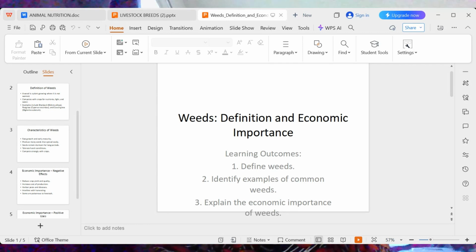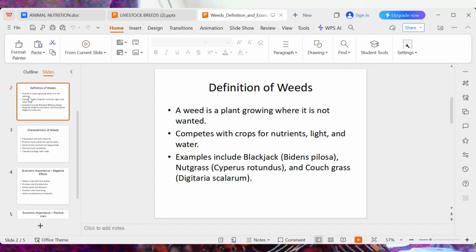Faith Cherono, what is a weed? A weed is an unwanted plant. Okay, good trial. Who else? A weed is a plant growing where it is not wanted. Also, weeds compete with crops for nutrients, light, and water. And we have examples of weeds which include blackjack, nutgrass, and coachgrass, among others.